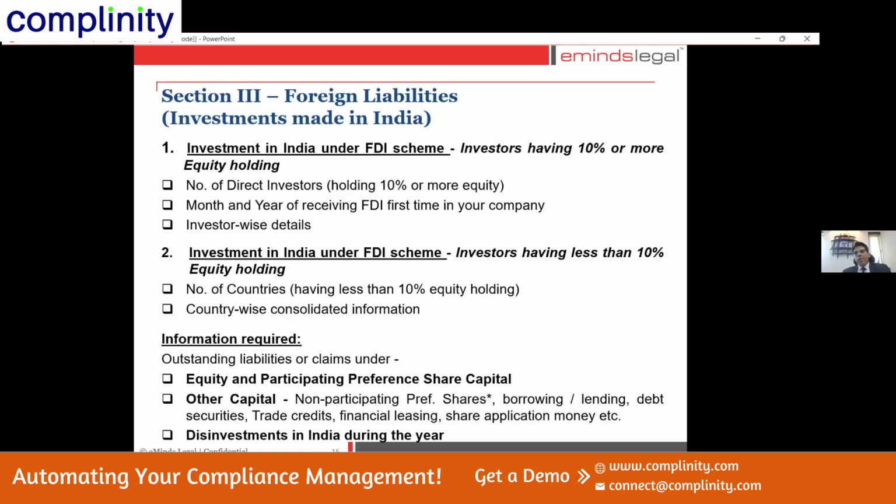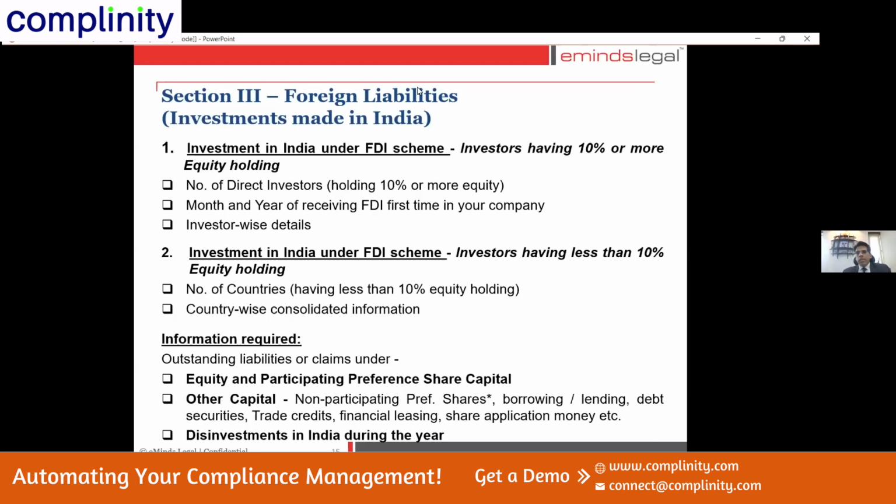Now, again, you have FDI in your company by way of transfers or by way of fresh allotment, but you'll have to enter the first time you received your FDI, because RBI will then link your data accordingly, that this company had FDI earlier also. Here we have to mention investor-wise details I mentioned. So name of the investor, country of investor, now the shareholding part, etc.